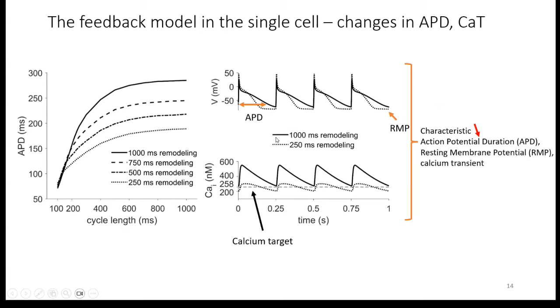if you have these changes at very fast remodeling, you're going to have a change in the electrical activity and also in the calcium. So the calcium really succeeds in maintaining the calcium target. So you can see that it's centered on this target that the feedback model imposes.